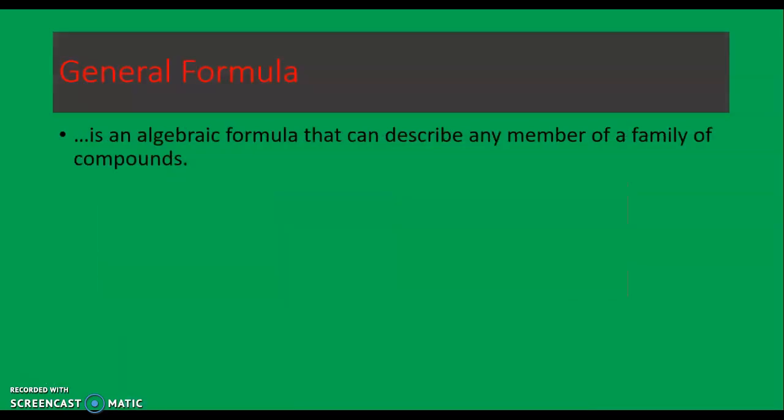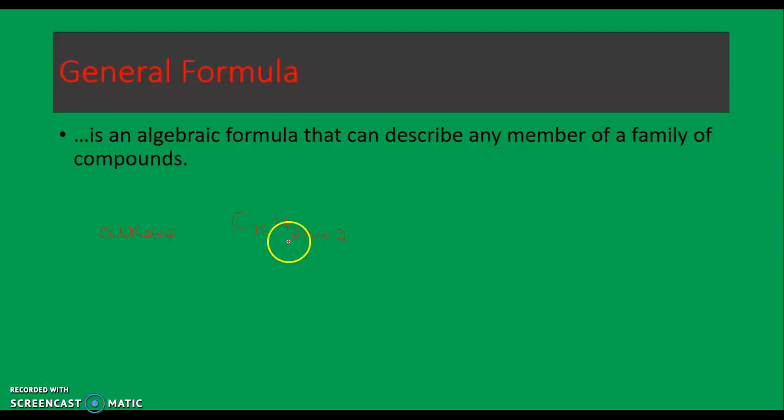General formula. In organic chemistry, when you study different types of compounds, so if you're studying alcohols, you have alcohols behaving similarly. So you will have some kind of a general formula representing an alcohol. Now this formula is representative of alkane.